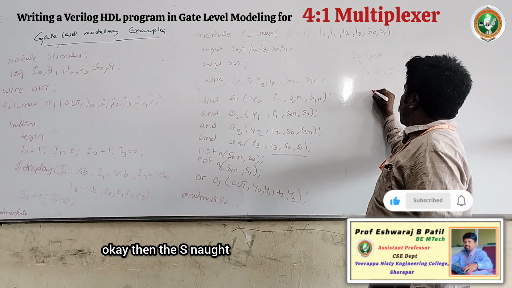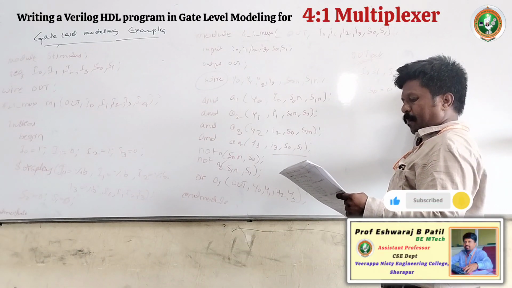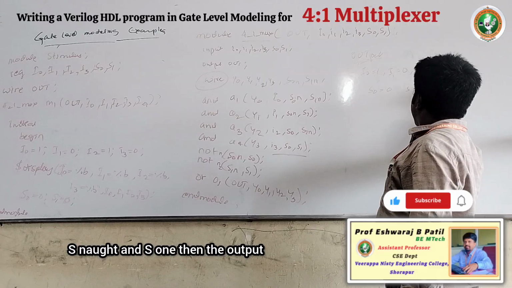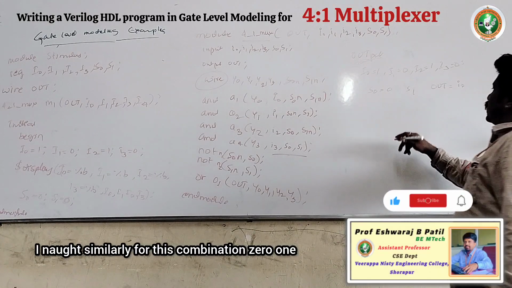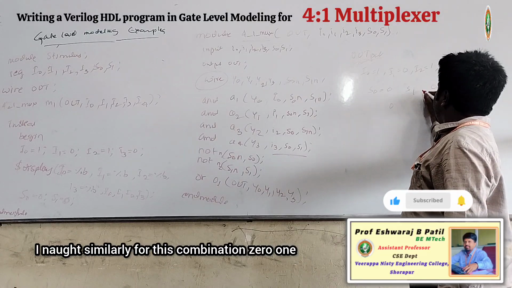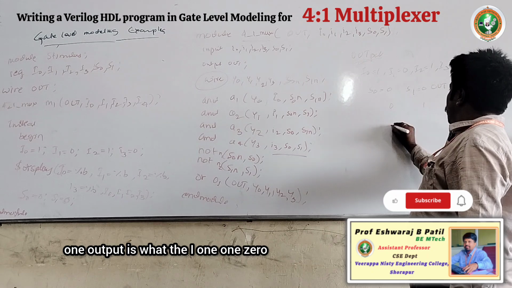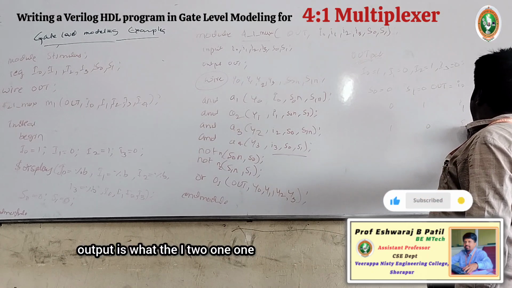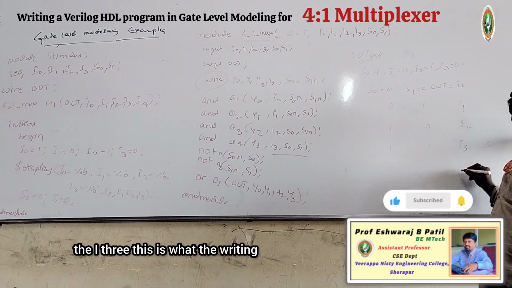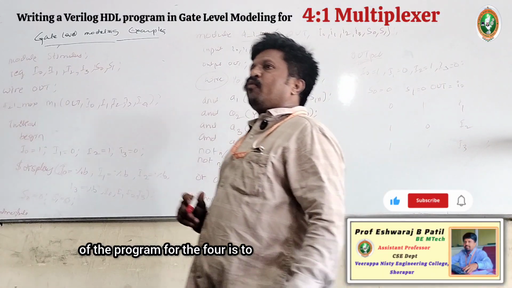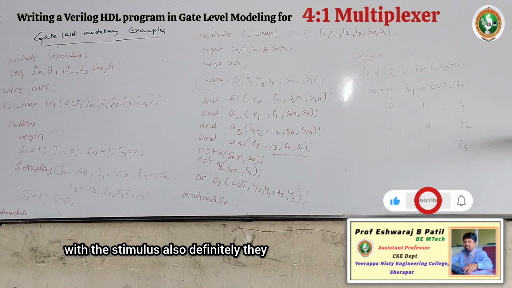Then S0 and S1, what would the output be here? The I0. Similarly, for the combination 0, 1 the output is I1. For 1, 0 the output is I2. For the 1, 1 combination, I get the output as I3. This is the writing of the program for the 4:1 MUX in Verilog HDL with the stimulus also.